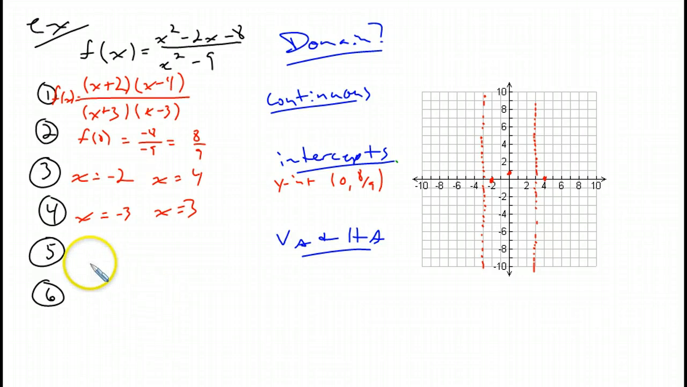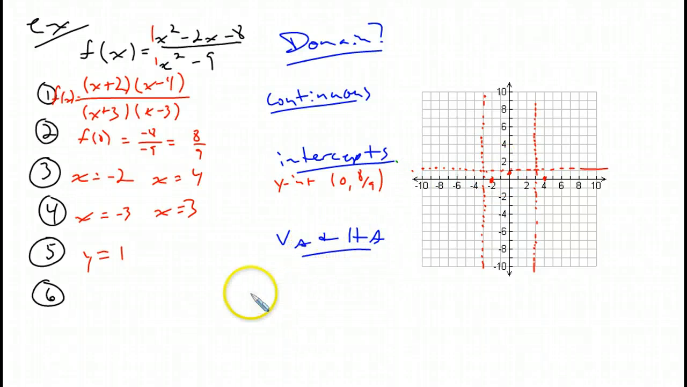Step 5, find and sketch the horizontal asymptote. Notice our power is the same. Our coefficients are 1 and 1, so 1 over 1 is 1, so y equals 1 is my horizontal asymptote. So at 1, I have a horizontal asymptote. And there's everything that we have so far. This is a funky one, huh?